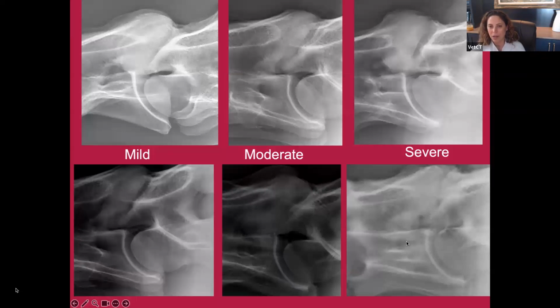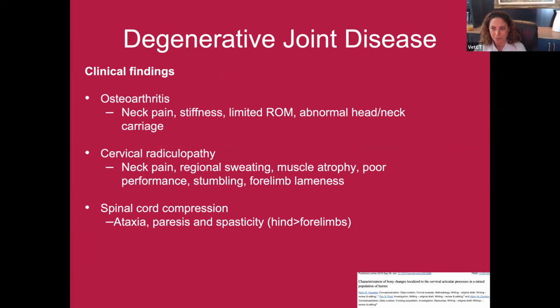Now, what we don't know from a lateral projection is which way that proliferation is going. Is it going in towards the spinal cord and down towards the nerve roots, or is it going out away from that delicate tissue? We can't tell. And so to some degree, we use our clinical findings to try to determine that. So with osteoarthritis alone, so just joint pain without impingement of the nerves or the cord, your clinical signs will include things like neck pain, stiffness, limited range of motion of their neck, abnormal head and neck carriage, depending on where along the spine it's affected.